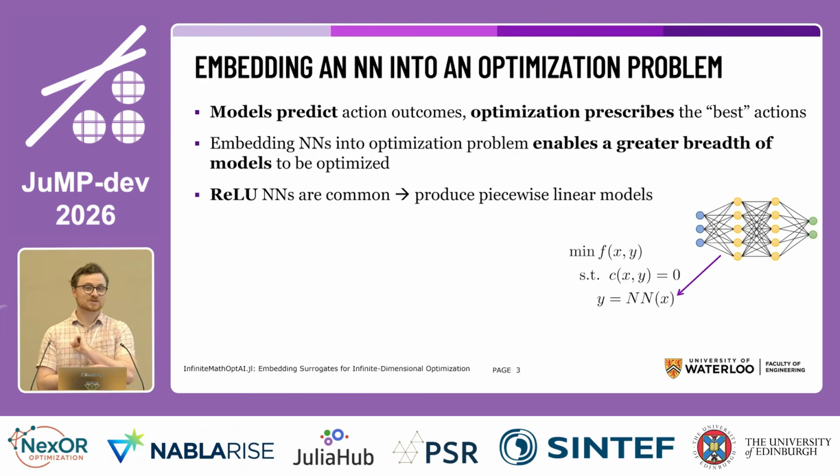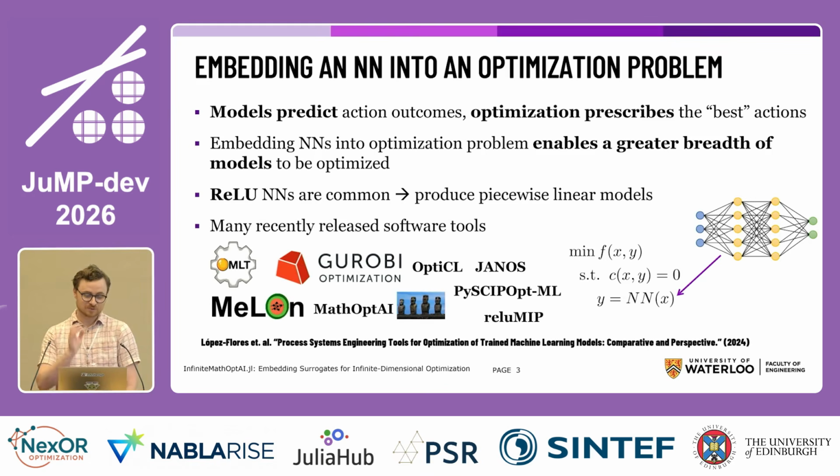Okay, and this helps us enlarge the group of models that we can solve and optimize. And of course, as we just saw in Chelsea's talk, ReLU networks are particularly nice because they can give us these piecewise linear representations, but of course you can use other activation functions as well. There have been quite a few tools that have come out just within the last 3 to 4 years or so. It's been an explosion, including MathOptAI.